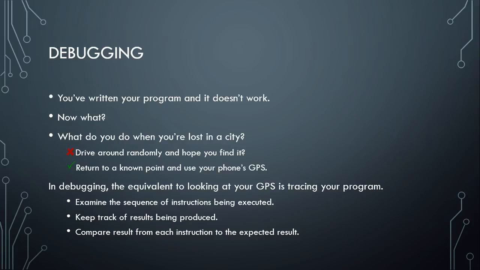In debugging, the equivalent to looking at your GPS is what's known as tracing your program. This will examine the sequence of instructions being executed. It also helps keep track of the results that are being produced. So as you're doing your different ANDs and NOTs and all that other stuff, it's going to help you keep track of that. And it's going to help compare the result from each instruction to the expected result. So if you're expecting it to give output, I'm going to make it really simple, say you're expecting an output of capital A, and you got an output of capital B. You know then that there has to be something wrong with your program.